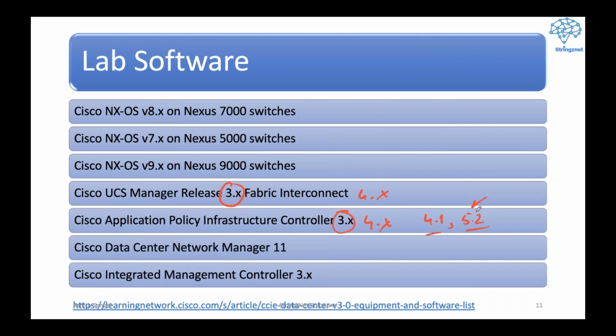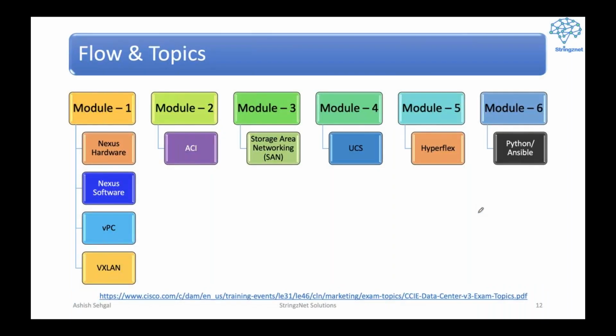So why 4.1 and 5.2? Because 5.2 has removed certain important tabs, and that particular tab is used in one of the labs. So anyway, I'll tell you, this is our flow and these are the topics we are going to cover.